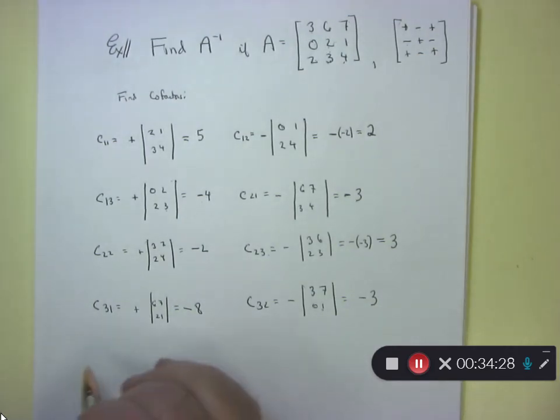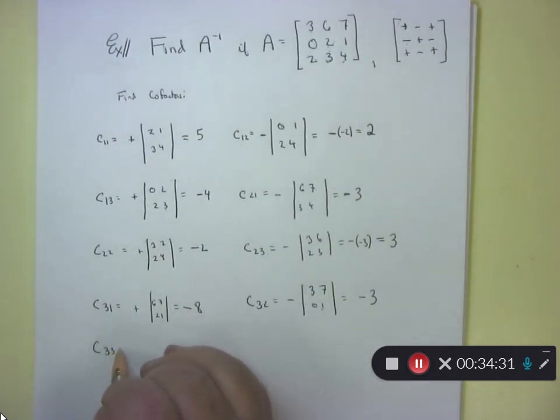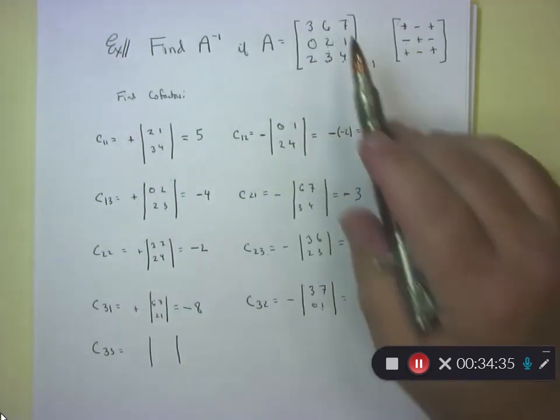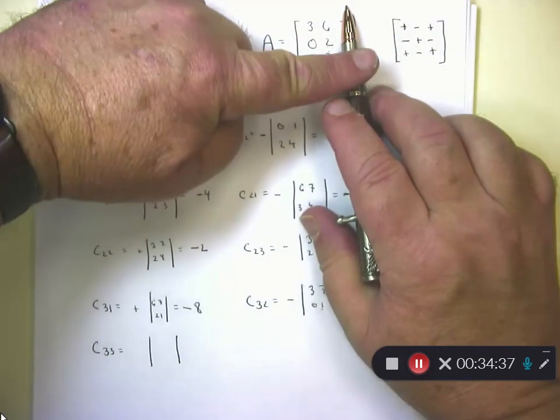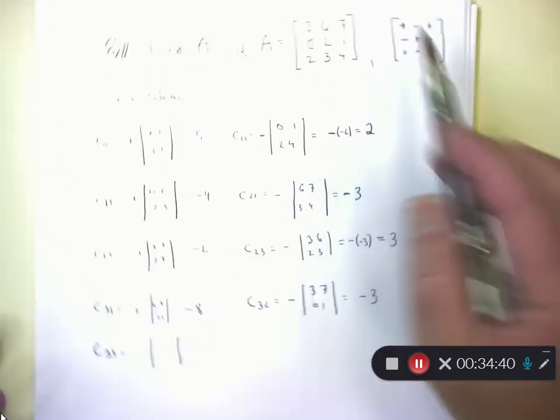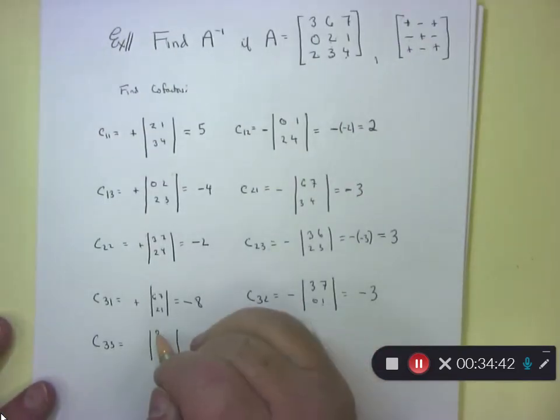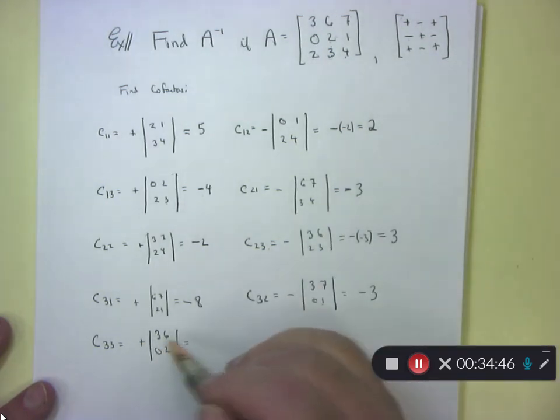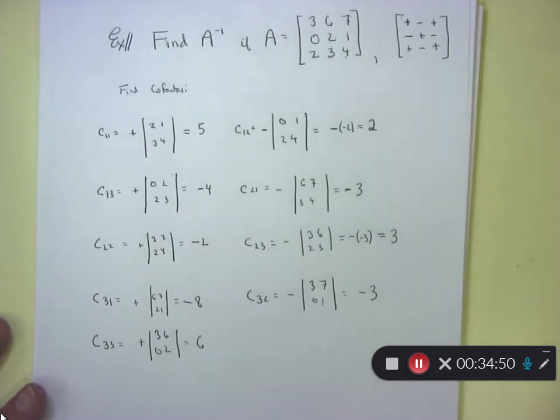And one more. C33. C33 would be third row, third column. Not that, it would be the 4 is that. You get 3, 6, 0, 2, and that's a plus on that guy. So that's 6 minus 0, which is 6, positive 6. I pretty much get 6 there. Okay?